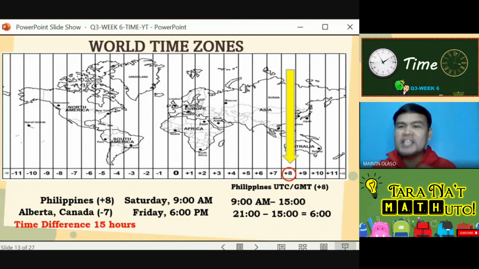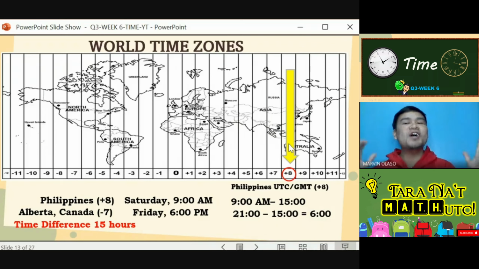para alam nyo na rin kung anong oras na ba sa kanila? Gising pa ba sila doon? O baka naman gabing-gabi na at natutulog na sila at tinatawagan nyo pa. So, at least we are aware kung ano ng oras sa kanila. Kaya importante na malaman natin yung mga UTC at mga GMT ng iba't ibang countries.